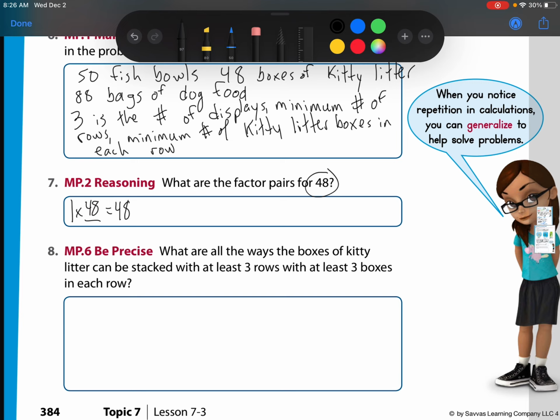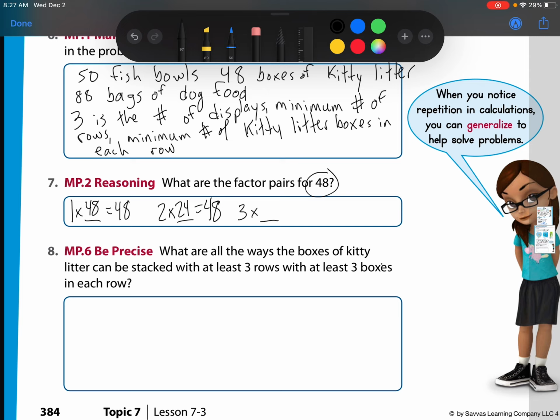Then we go to 2. 2 times what equals 48? And if I don't know my 2's fact, which is perfectly okay, I think 2, 4, 6, 8, and I keep counting. Now I get to 24. Then my next one is 3.